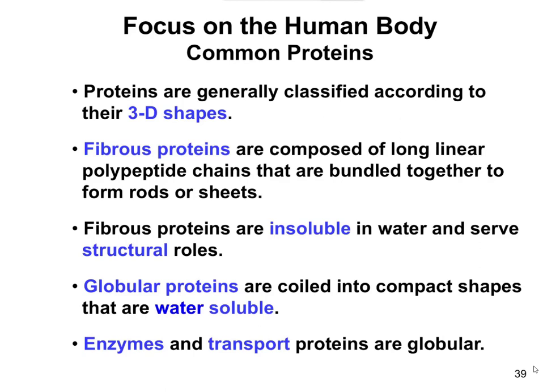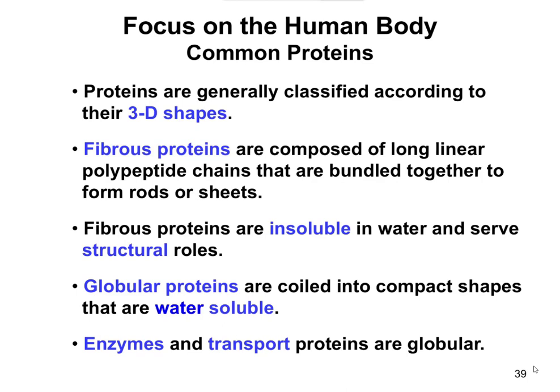In talking about proteins, I want to go through and talk about some common structures and types of proteins. So proteins are generally classified by their three-dimensional shapes. If you look at their three-dimensional shape, we can usually break them down into two types of proteins. One is fibrous proteins, and the other type is globular proteins.